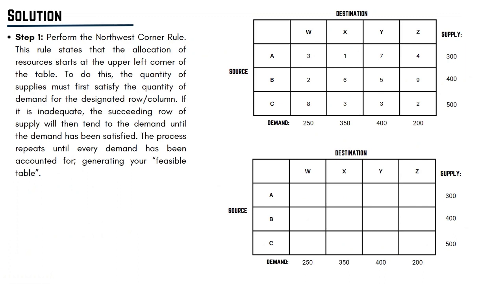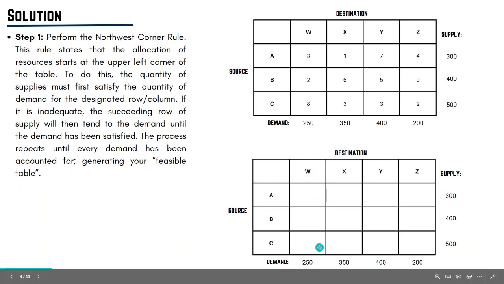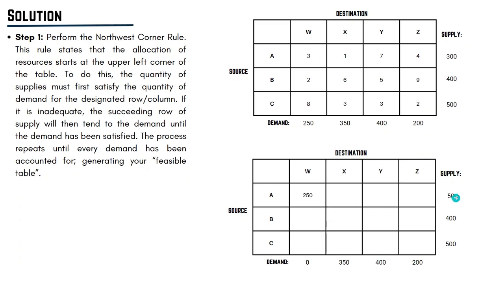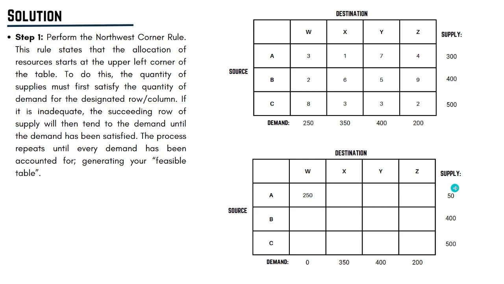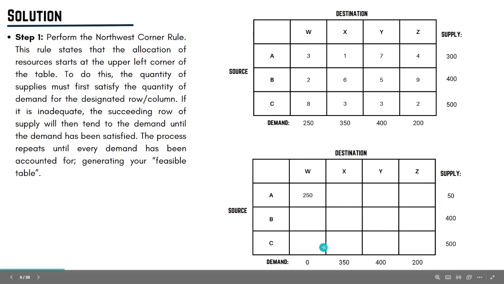So to begin with, we start with cell AW because it is our most northwest, or upper leftmost, cell. So source A will provide its supplies to the demands of destination W. Hence we will provide 250 supplies to adequately satisfy the demands of column W. So the cell AW is 250. Now, as you can see, we are left with 50 supplies, but the demand for column W has been satisfied. So we move to the demand for column X.